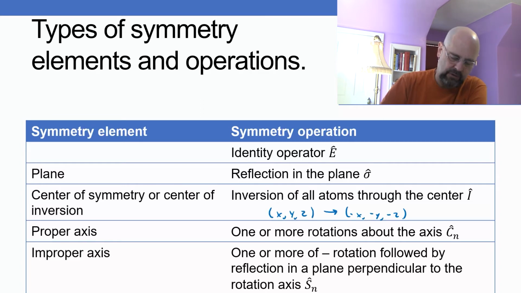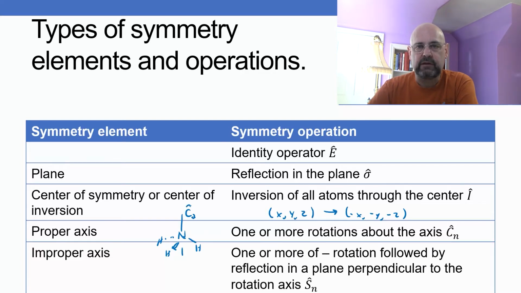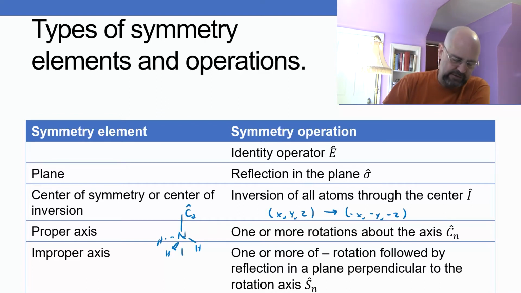So, for example, ammonia has a threefold axis that goes through the nitrogen. Finally, a little more difficult one is the improper axis. That's a rotation followed by reflection in the plane perpendicular to the rotational axis. A good example here would be methane.